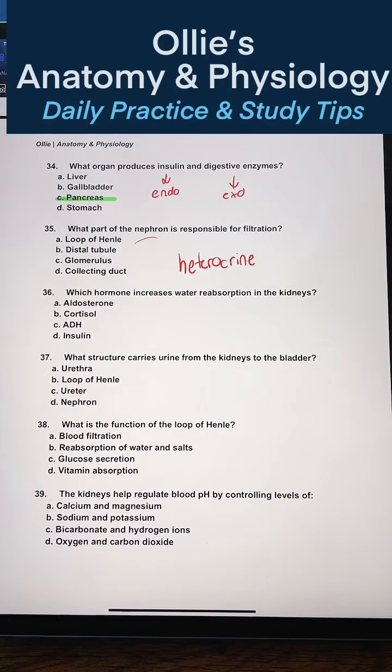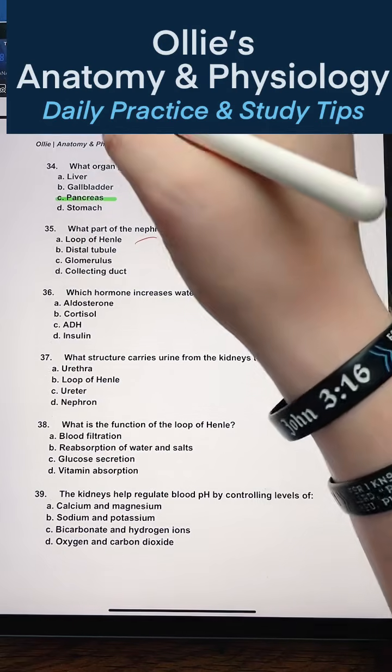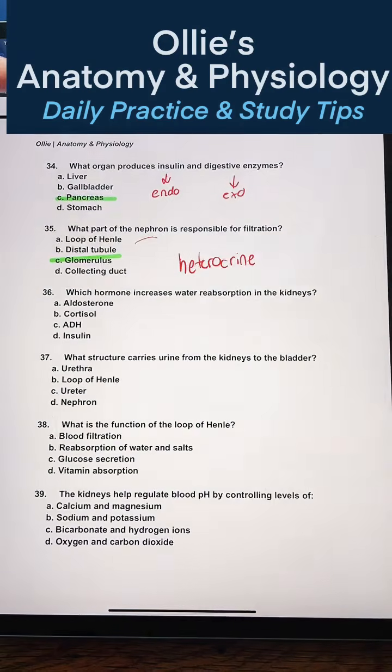Number 35, what part of the nephron is responsible for filtration? The answer is C. It's the glomerulus. The glomerulus is responsible for filtration due to the pressure in the capillaries, this little capillary network that resides in there. The loop of Henle is going to reabsorb water and salts, so not filtration. Distal tubule is going to adjust the ions, fine-tuning it. And the collecting duct is that final urine concentration.